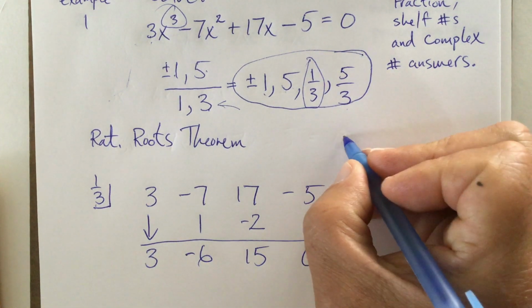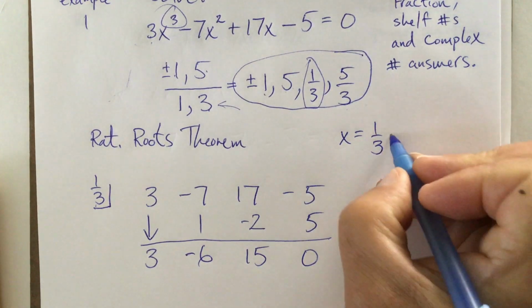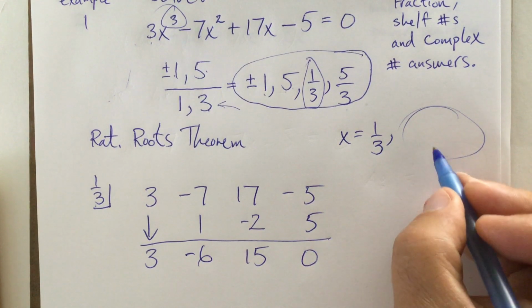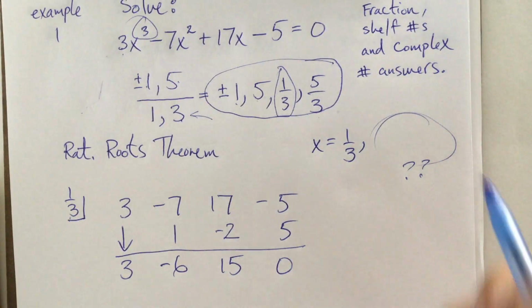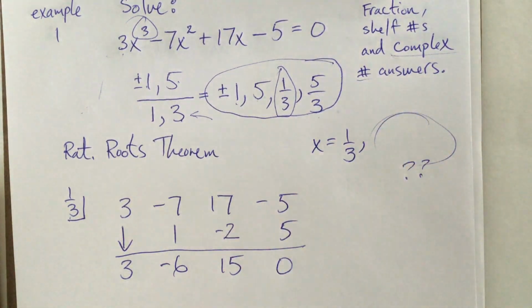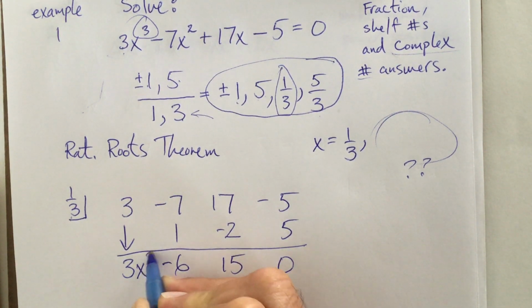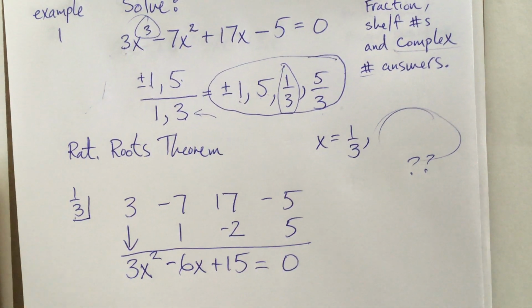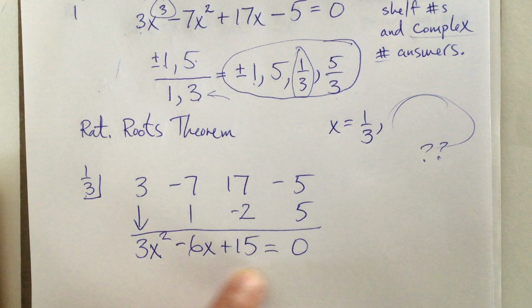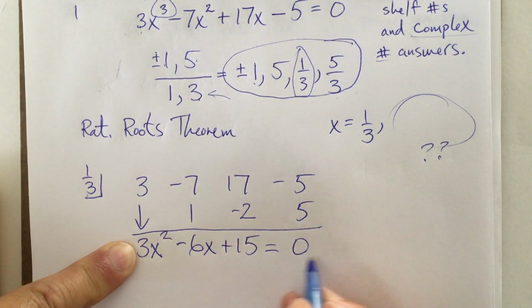So that is one of my answers. One of my solutions to this equation is 1/3. I have 2 more to fill in the blanks. I don't know what they are going to be, but my guess is they're going to be complex numbers. Why? Well, I'll explain as I go, but let's walk it down. I had a 3rd power problem, so now this is going to be a 2nd power situation, and that looks quadratic. It really does. So I have 3x squared minus 6x plus 15 equals 0.